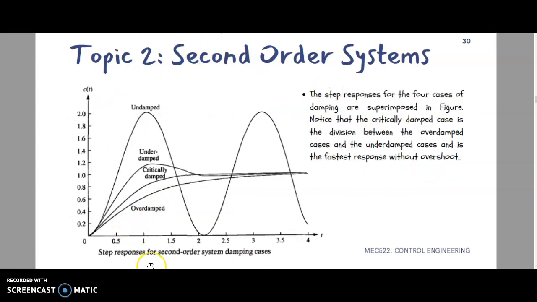This is the summary. You can see the first is overdamped, the second is critically damped, the third is underdamped, and the fourth is undamped. Basically for our study, we just focus on underdamped. Later we will look at the system, where the idea is to make a Bode diagram, the frequency response.